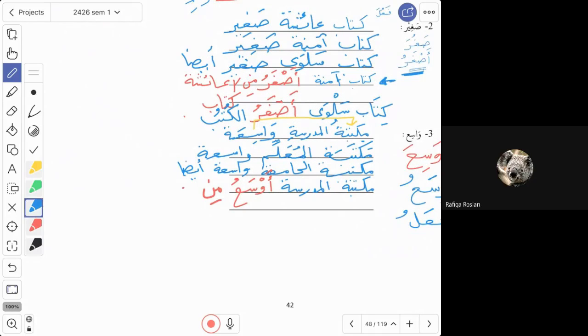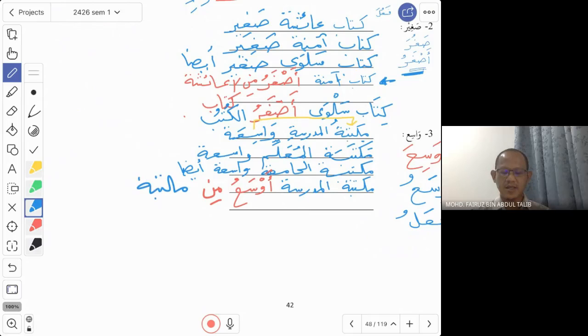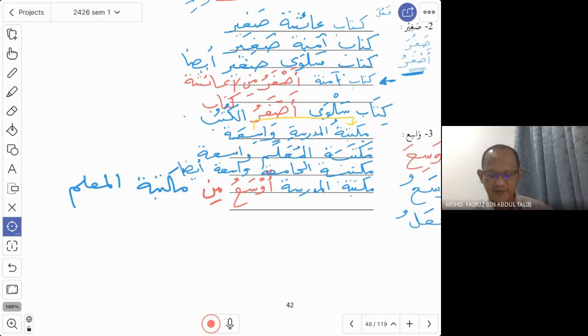Now, maktabatul madrasah awsa'u min... yes, you need the word min. Whose maktaba? Maktaba al-muallim. Yes, that is correct. Maktabatul madrasah awsa'u min maktabatil muallim. Here there is something that I forgot to mention, with regard to muzakkar and muannas. If you look at the word saghir, since the word kitab is muzakkar, then we say saghir, muzakkar. But for sentence number 3, since the word maktaba is muannas, then you change to wasi'ah. That is for the normal adjective.